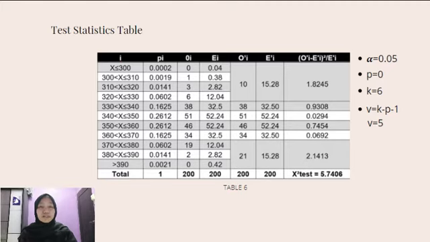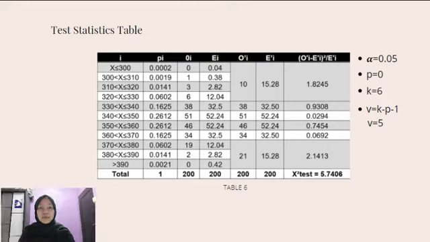Next, to get the expected value, we need to multiply the pi value with the total observed value, which is 200. As we can notice, for the first, second, third, 10th and 11th classes, the expected value is less than 5. So we need to combine these respective classes with their neighboring classes. The first, second, third and fourth are merged together, while classes number 9, 10, 11 are merged together. So now we can see the new set of observed and expected values.